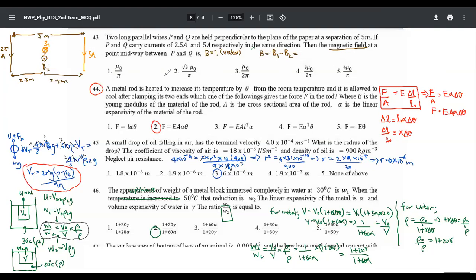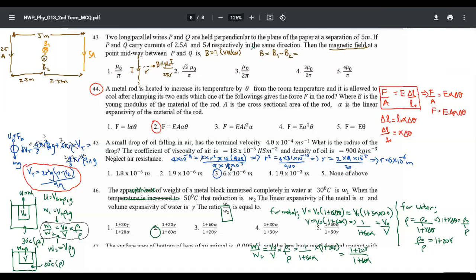And the equation for B, when there's an infinitely long wire, at a distance of r from that wire, is given by mu naught I over 2 pi r. People who have studied it should have done it.